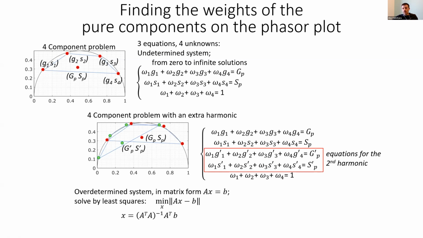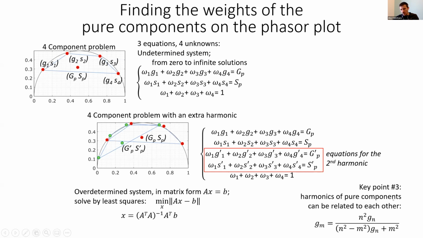In general, you solve it for n components by least squares. And maybe the key point number 3 is that for pure components, you can derive the positions of the higher harmonics if you're on the universal circle. So you can relate the second harmonic of the pure components to the first harmonic.